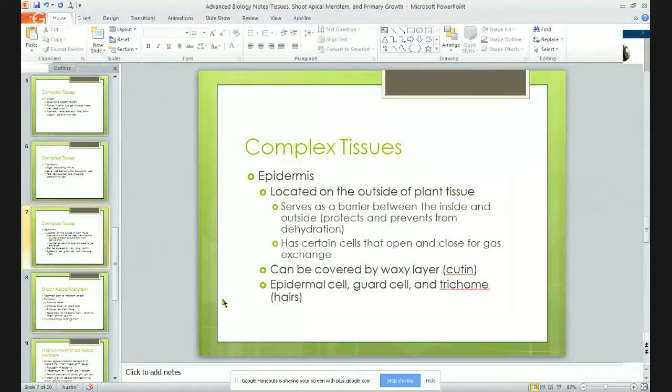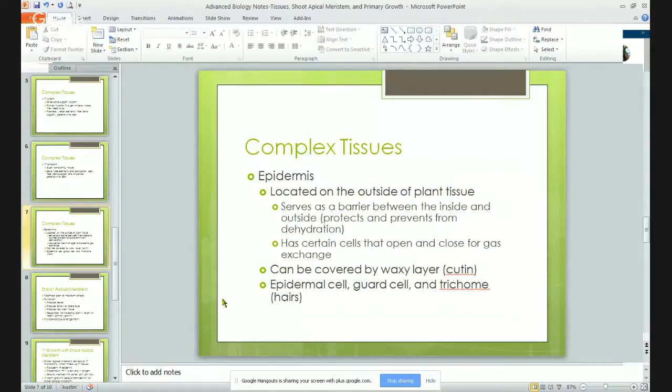Your epidermis is oftentimes going to be covered by this waxy layer called your cutin. And then the 3 things that make up your epidermis would be your epidermal cells, your guard cells, and your trichomes, or sometimes little hairs that stick off of your tissue. So we'll go ahead now and look at the diagram, and I'll explain that.